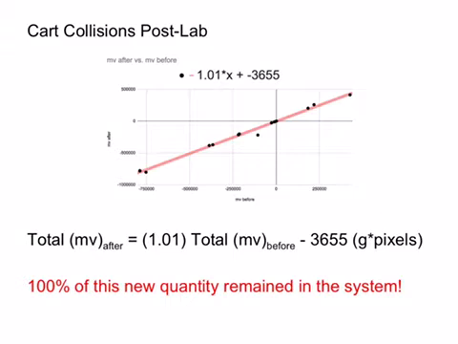It was at this point I introduced this new quantity, mass times velocity, and we plotted those as well. It provided a slope of practically 1, which suggests that whatever this quantity is, it's the same before and after the collision.